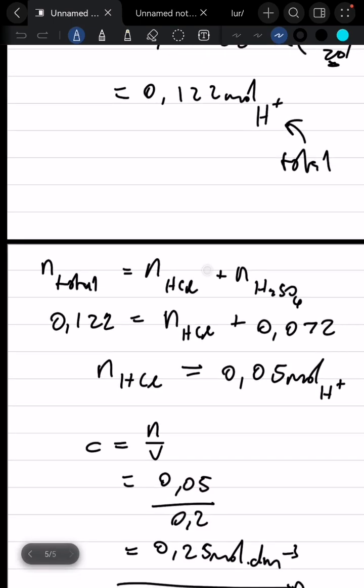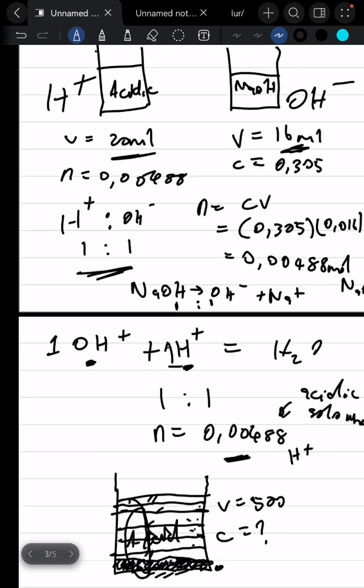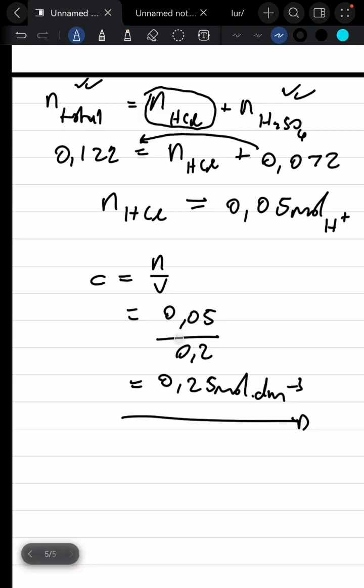We went back to this equation I had made at the beginning and rewrote it. Now by using the difference and transposing, the sign changes, and we got the number of moles of hydronium ions coming from HCl, which is 0.05. Then we wanted its concentration. Concentration equals number of moles all over volume, 0.05 all over 0.2, which gives you a concentration of 0.25 mole per dm cubed. That is the concentration of hydronium ions coming from HCl.